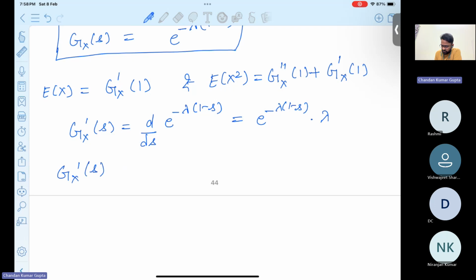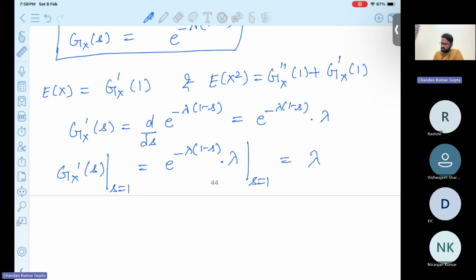Now G X prime of S at S equal to 1 comes out to be e to the power minus lambda 1 minus S into lambda at S equal to 1. So e to the power 1 minus S comes out to be e to the power 0, which is 1 finally. So we get lambda, and this is nothing but the expected value of X.